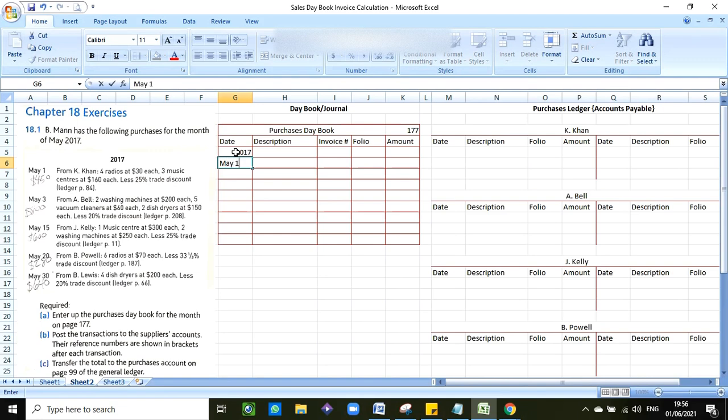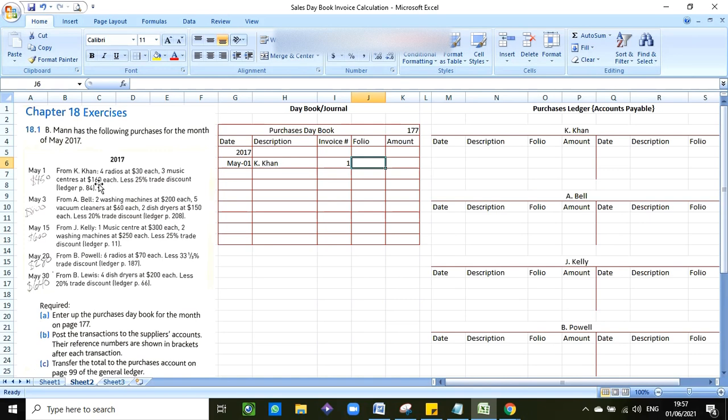May 1st. From whom did we purchase? We purchased from K-Can, so that means that we owe K-Can. Invoice number, we start with 01. Folio, we will leave that when we start posting.